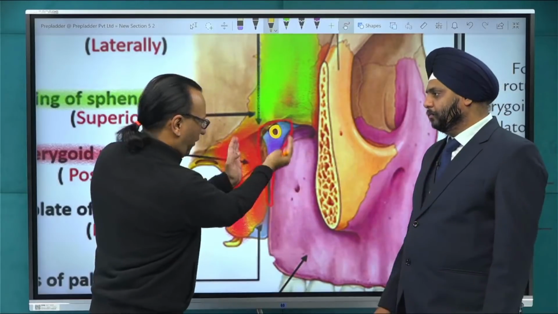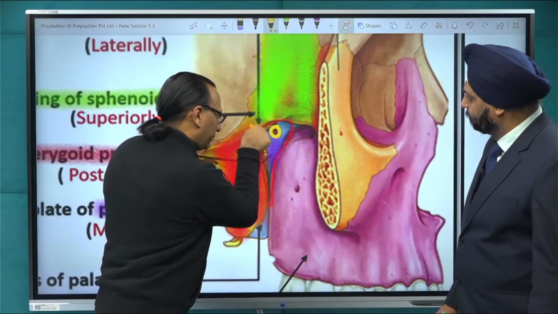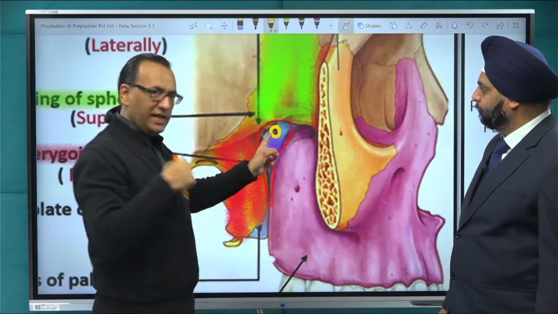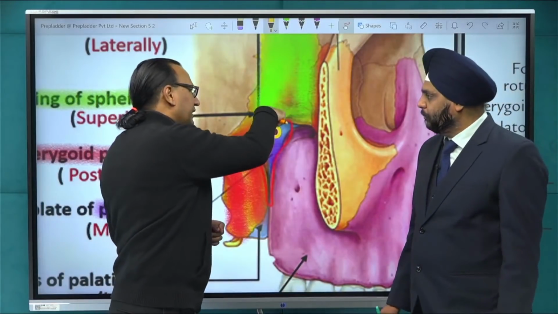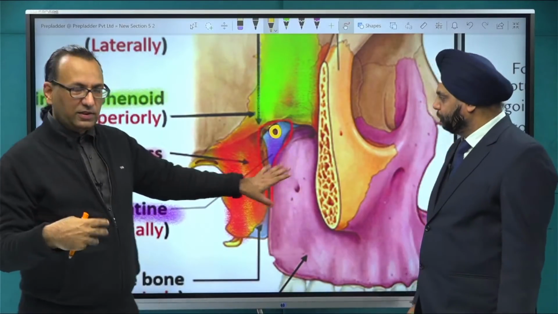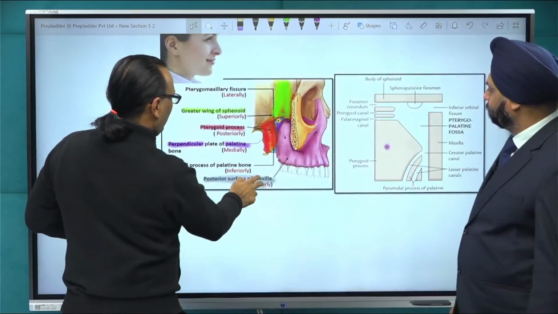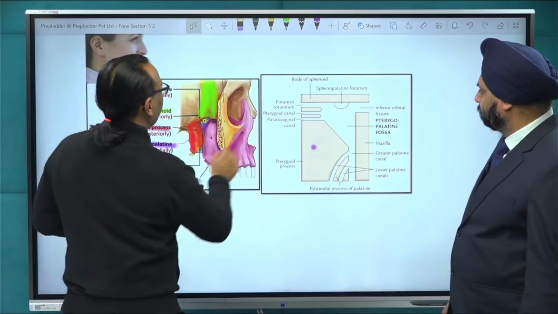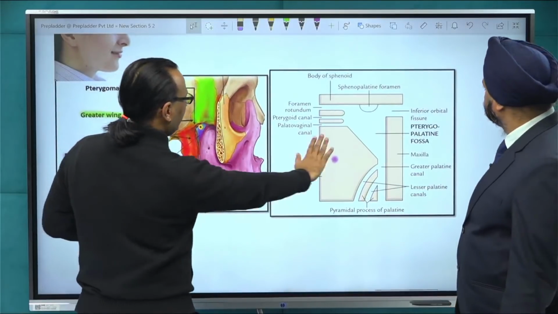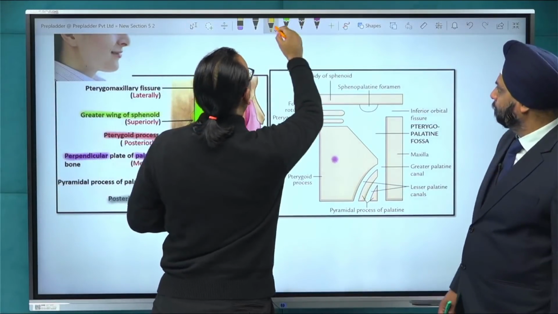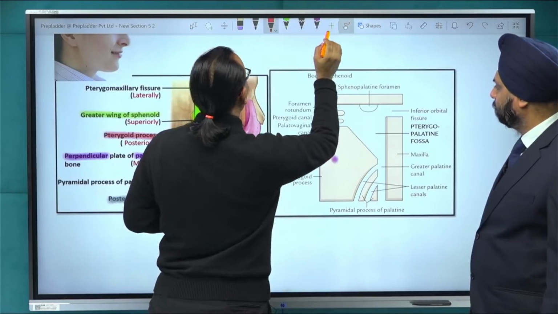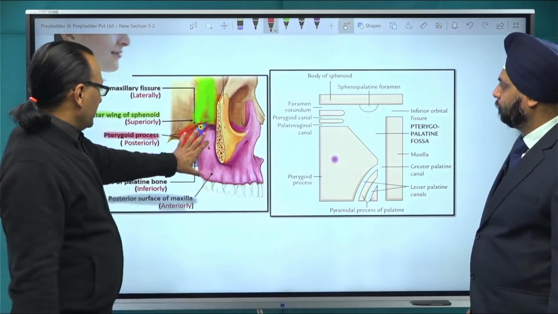Sphenopalatine foramen. Passing through this foramen, we go from the lateral nasal wall into the nasal cavity. Let me show that from inside now. That will be better. As we look at this from inside, and before that, if we are making a schematic diagram of this, you can appreciate one fact which we wanted to focus upon.